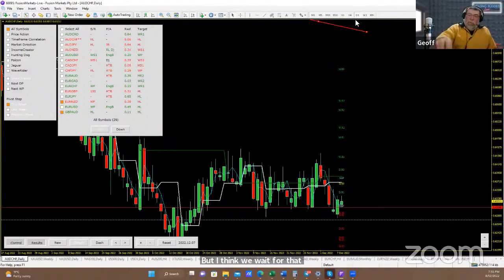Okay, I'm going to go through what we were looking at early in the week. Probably in my group more than in here. But we're looking for Aussie Swissy to come back into the range. I think this is another potential.